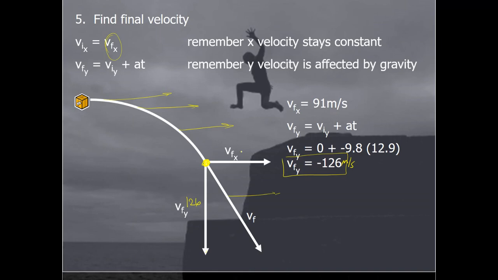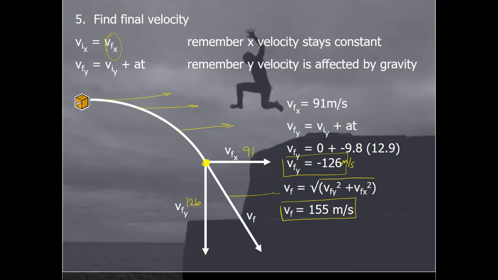This leg of the triangle is 91. Now, how do we find the resultant of those two legs? Yep, we're going to do the Pythagorean theorem. So the square root of Vfy squared plus Vfx squared gives us 155 meters per second, the velocity, or the speed, that it hits the ground with.